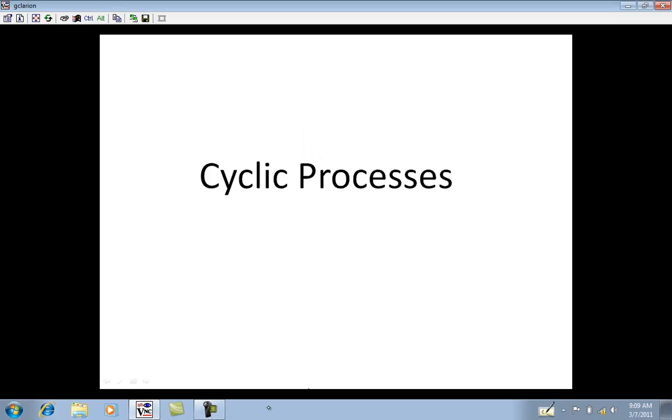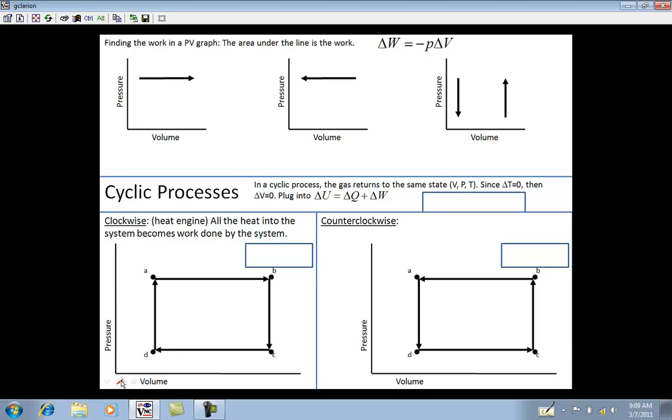Put these notes on the cyclic process. You get out the pen for this. Okay, so just some review to make sure we understand. We went over this last time, but I want to just review it.